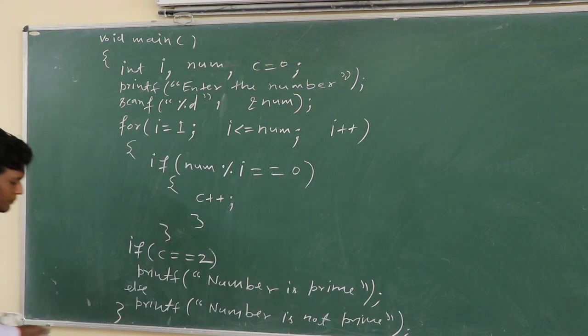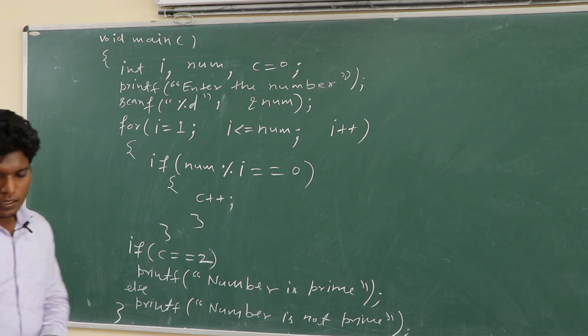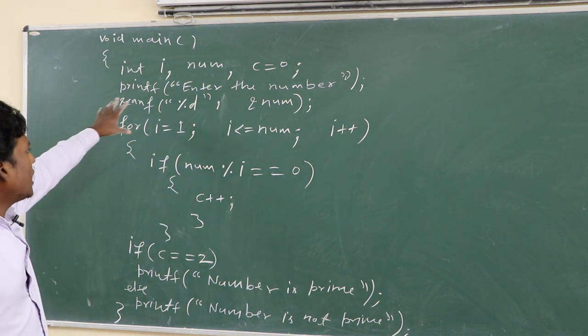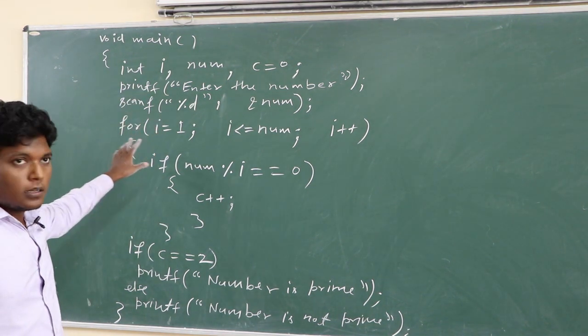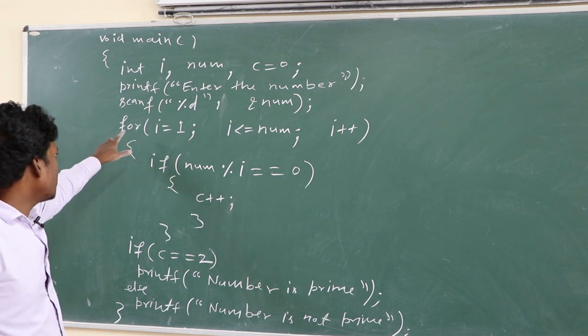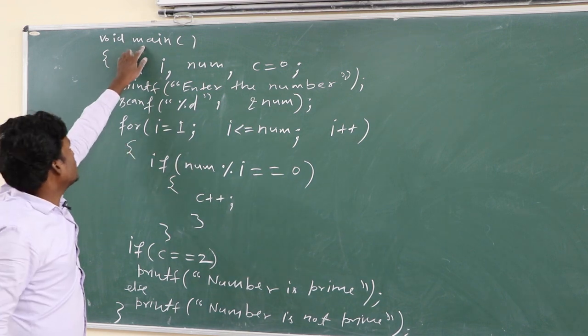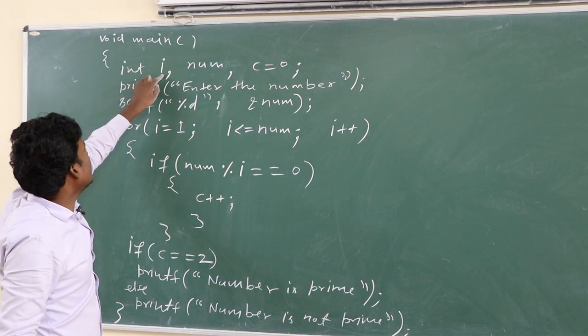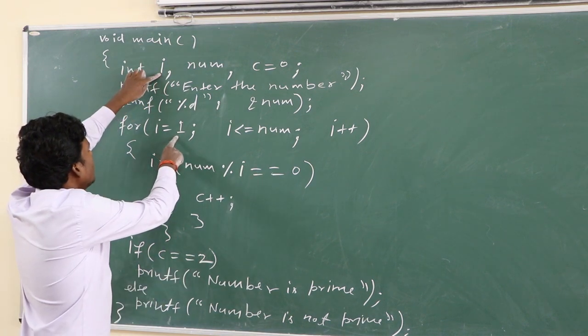And main is closed here. Class, this is a program to check whether a given number is prime or not. This is one more application of for loop. Here program execution starts with int i. This i is used for the for loop.